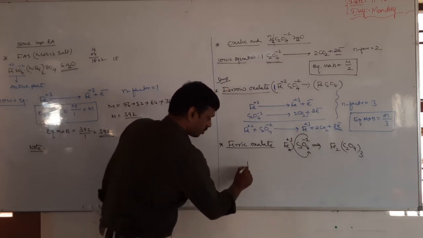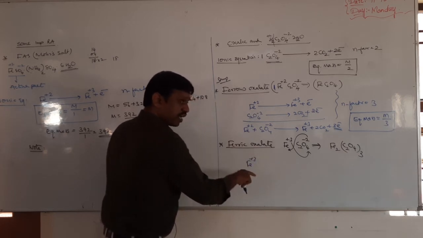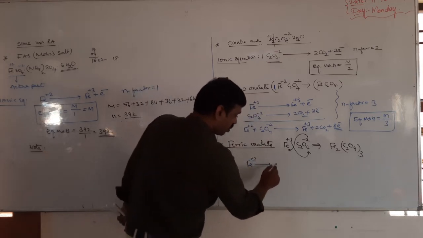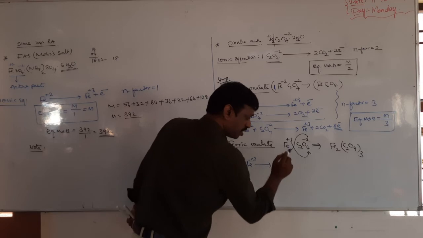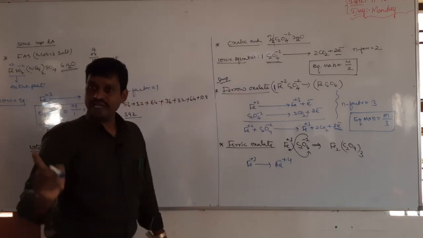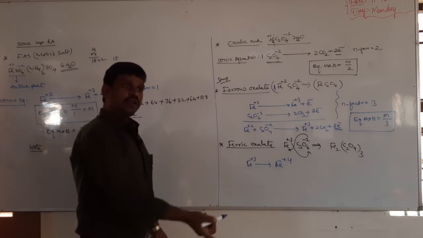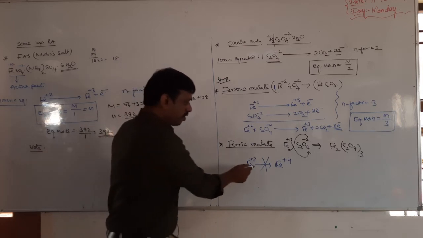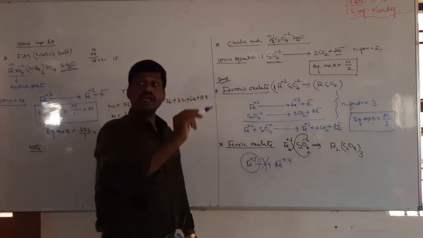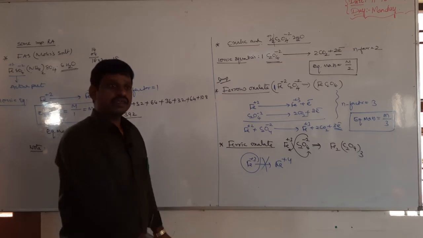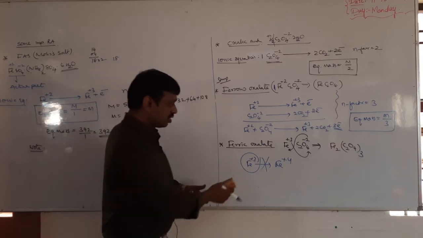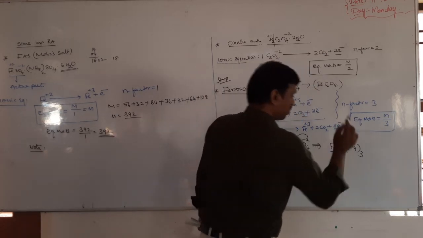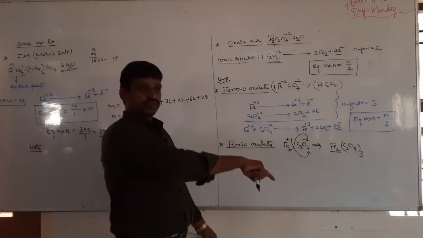Suppose you take ferric. If it is a reducing agent, it should lose electrons, no? It should undergo oxidation. So can ferric convert into Fe plus 4? Iron exists only in two states, ferrous and ferric. This conversion is not possible. Since this conversion is not possible, ferric cannot lose electrons, so it cannot act as a reducing agent. That means here the ferric ion is not a reducing agent.